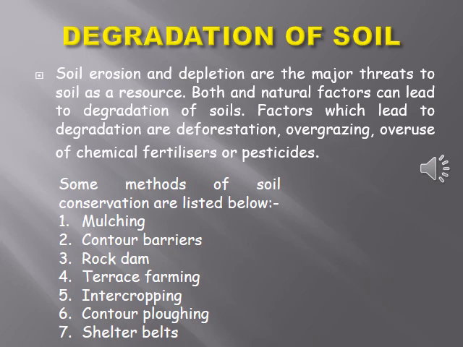Then human factors means we people are doing deforestation, overgrazing, overuse of chemical fertilizers and pesticides. These kinds of human activities also cause degradation of soil. So how to prevent soil degradation and how to protect the soil? There are different ways. Let's understand a few ways here. There are methods like mulching, contour barriers, rock dam, terrace farming, intercropping, contour plowing, shelter belts, etc. Let's understand them one by one.